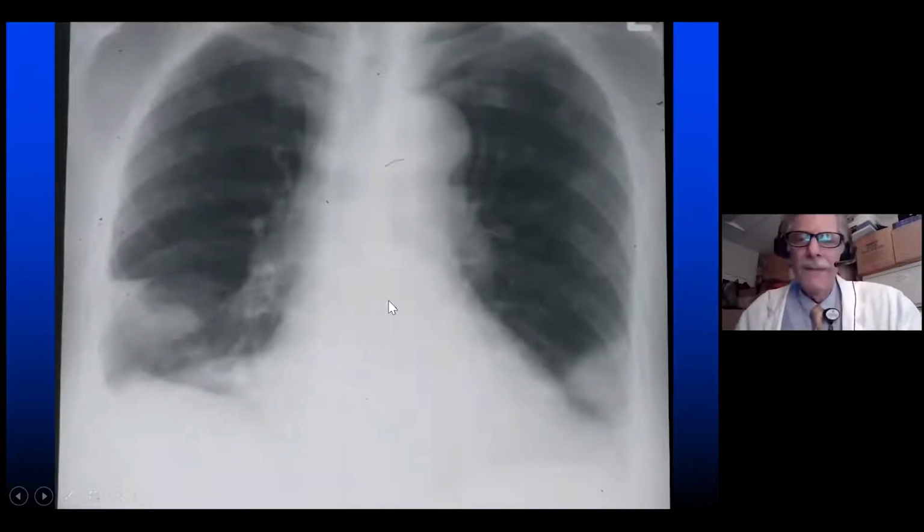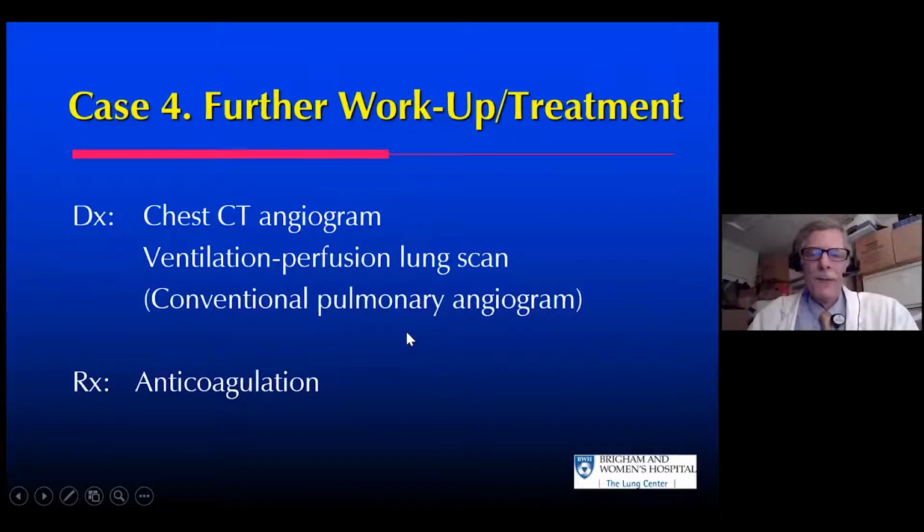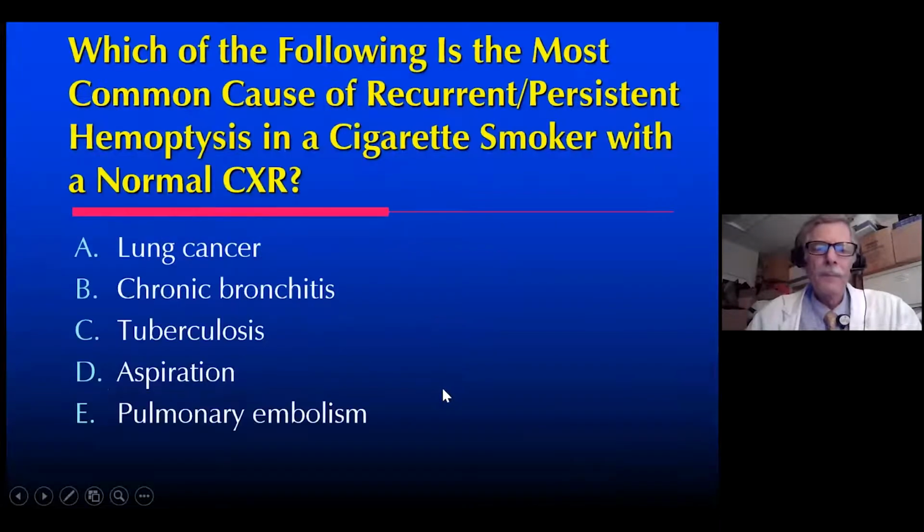I spent a lot of time finding this film. It's not common. And so what are we going to do to work up this patient's hemoptysis based on x-ray findings? Probably a CT angiogram if renal function allows, maybe a ventilation perfusion lung scan, and rarely do we still need conventional pulmonary angiograms. And paradoxically, to treat hemoptysis in this patient, anticoagulation. So we focused on the abnormal x-ray guiding our workup and treatment of hemoptysis.